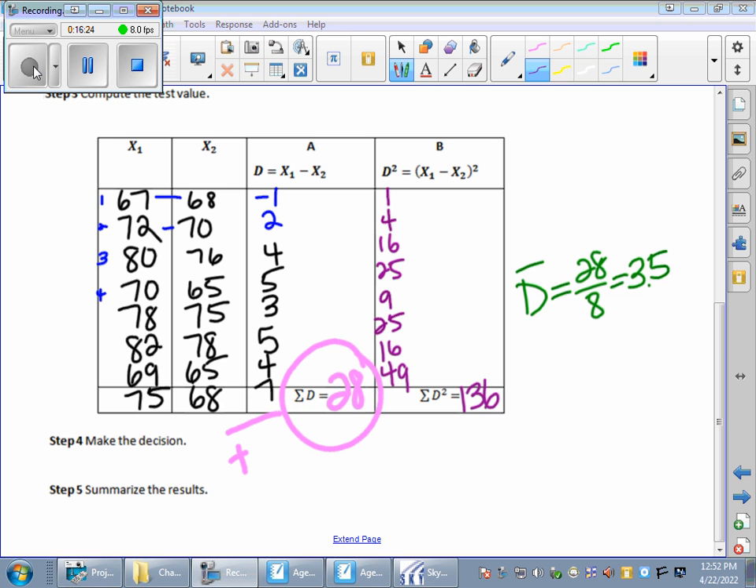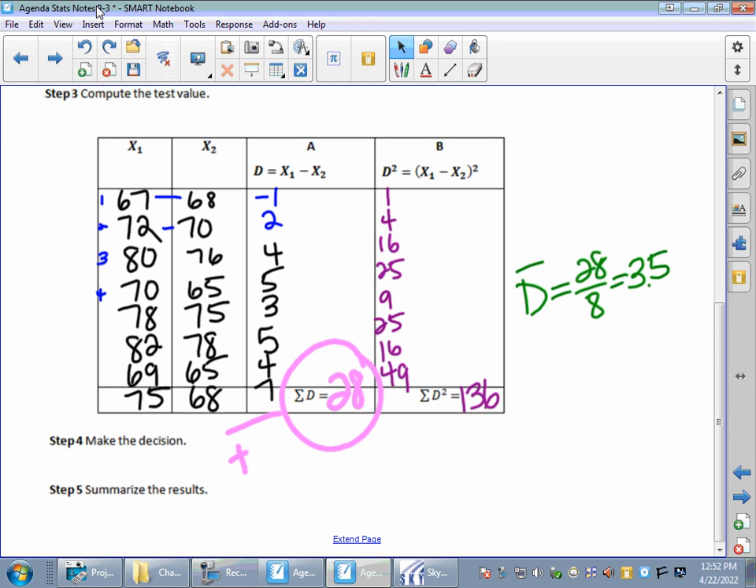And voila, I've got all my squared values. Remember, when you square a negative, it turns positive. And I believe the sum of those values is 136.